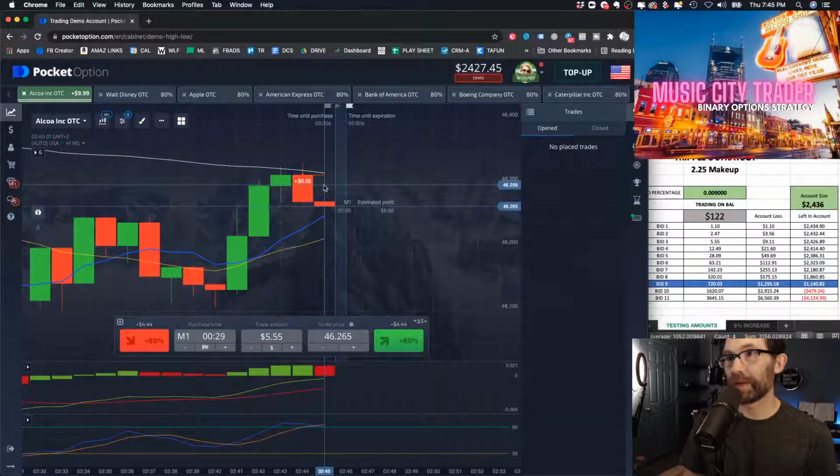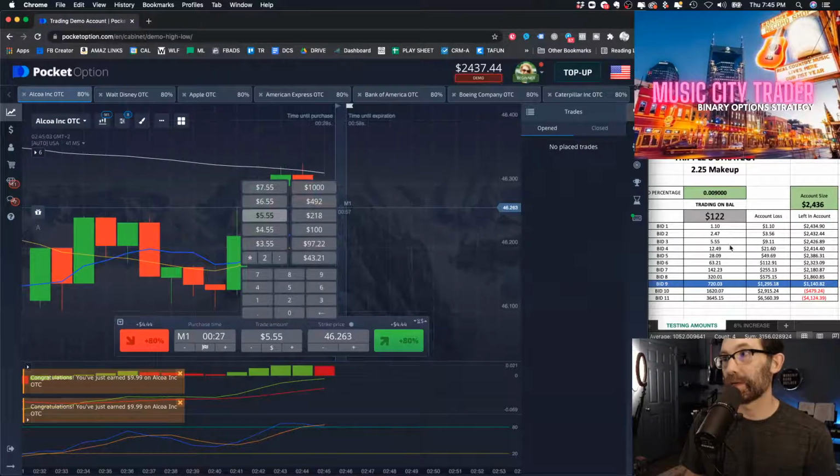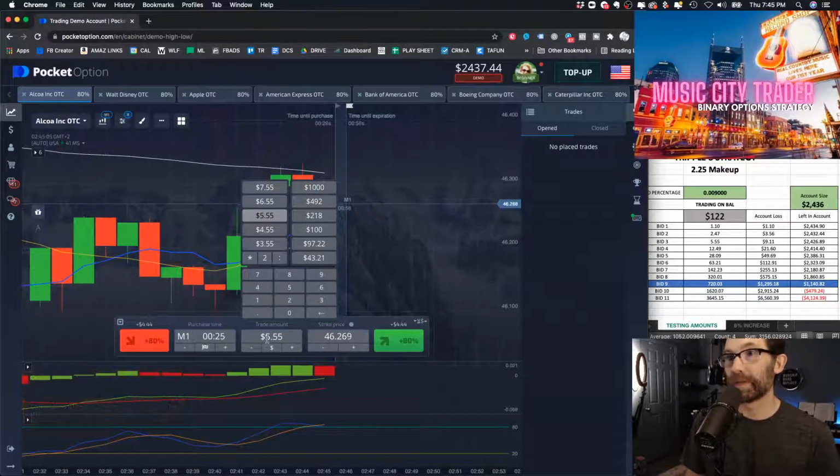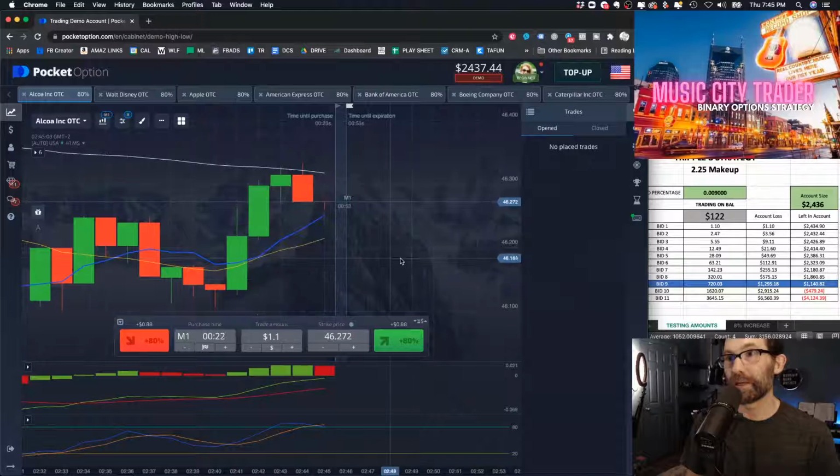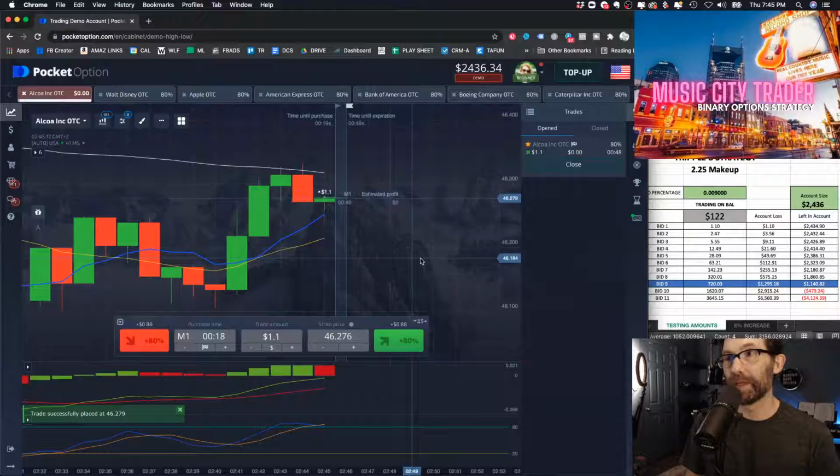I'd like to do 11, but I don't know how long I want to sit here. So now I'm just going to keep it at this same ratio tonight. I'm not going to keep changing. So $1.10, and this should be an up bid. So I'm going to go ahead and make this an up bid here.